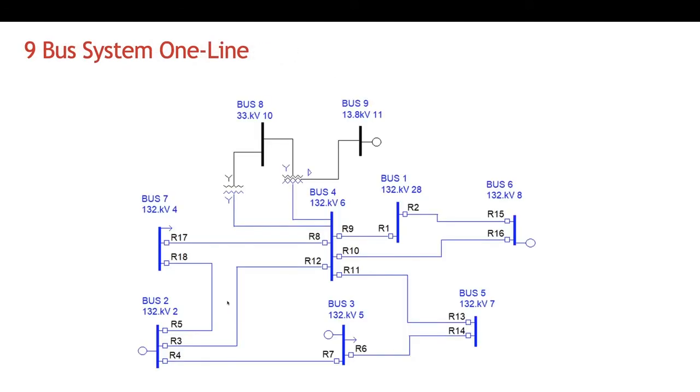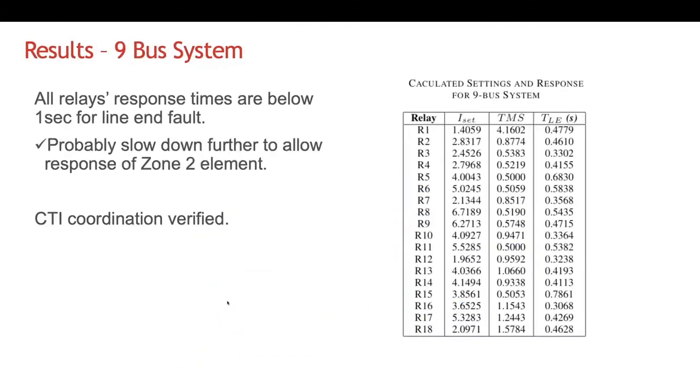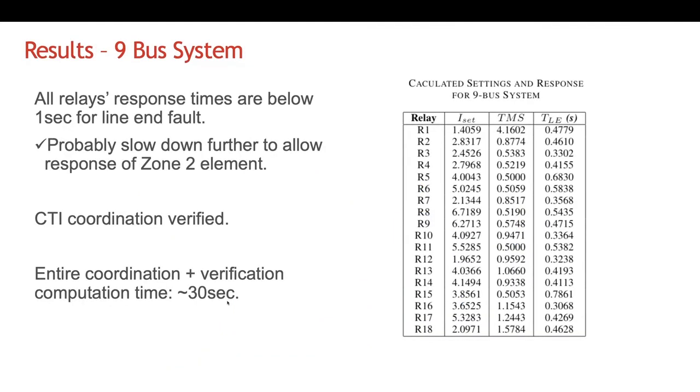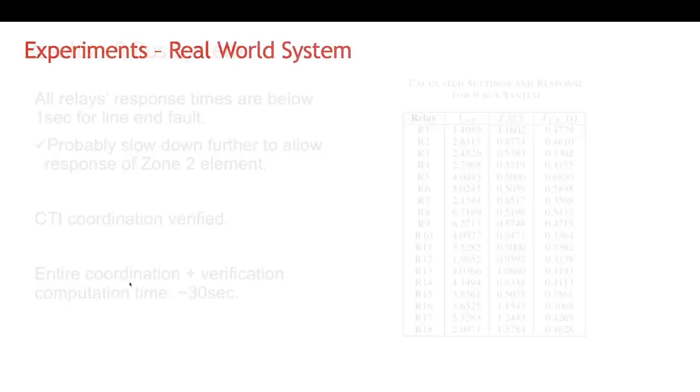So here's the OneLiner case. And what you see here is the results. This is the computed pickup, the time dial, and then here is the response time in seconds to that line-in fault. All of the relay fault times are pretty fast, below a second. And we probably would actually in real life slow it down in order to allow the response of the zone 2 element. Coordination was verified, and this entire computation took about 30 seconds.